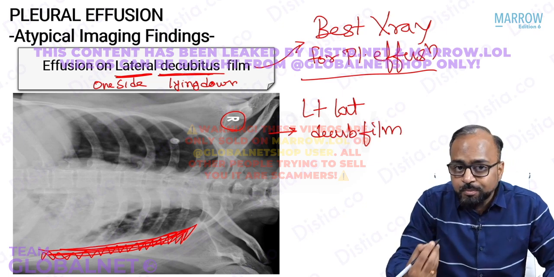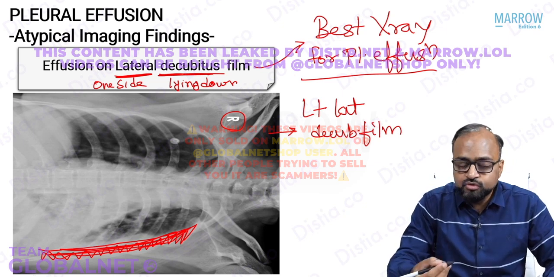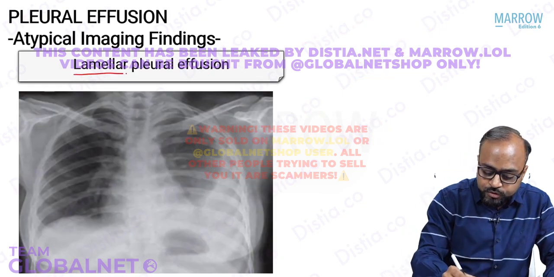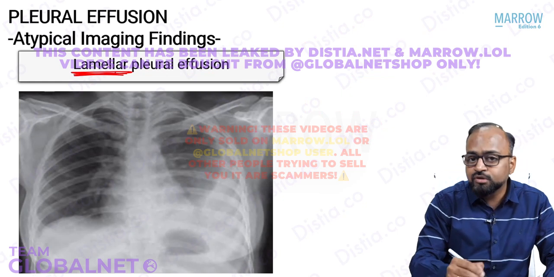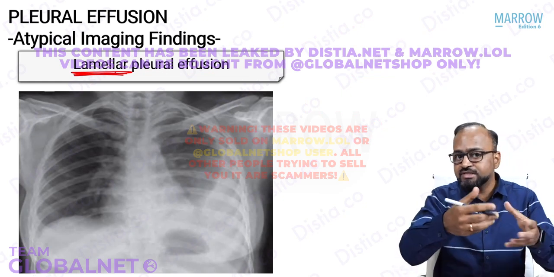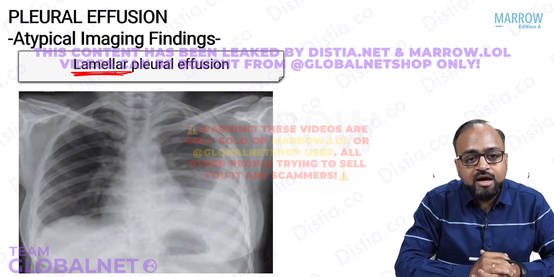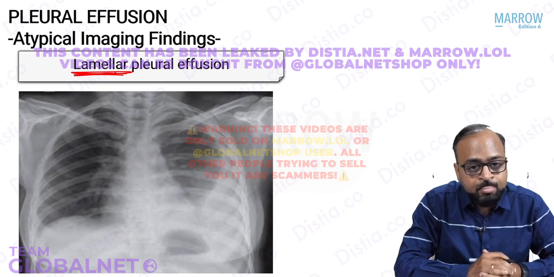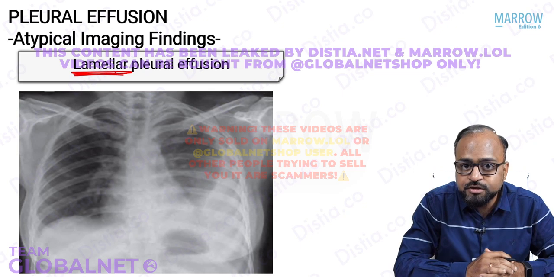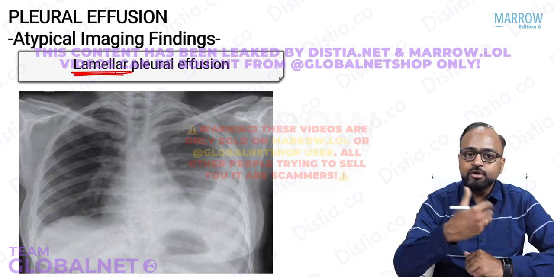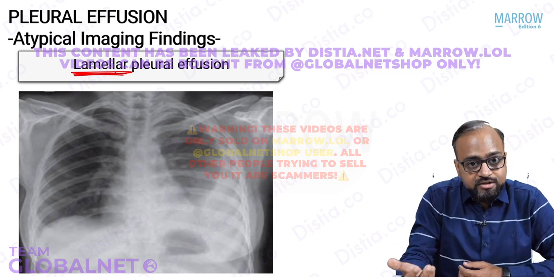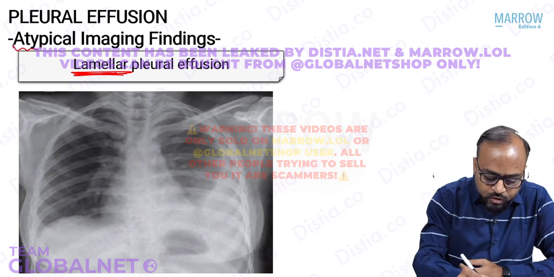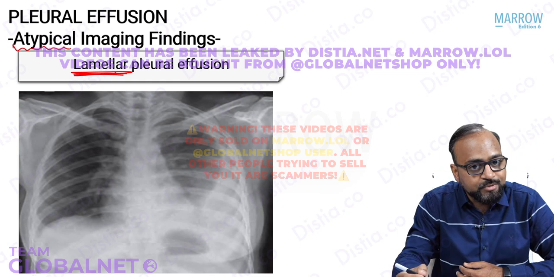Now, another atypical way in which a pleural effusion can present is what is called lamellar pleural effusion. Now, I am literally walking on thin ice here because with every slide that I have shown you until now, I have explained to you why this appearance is created. But here, I don't have an explanation because we don't know why the fluid behaves or gets collected in this way, but this is what is known to happen, and therefore these are called atypical imaging findings.